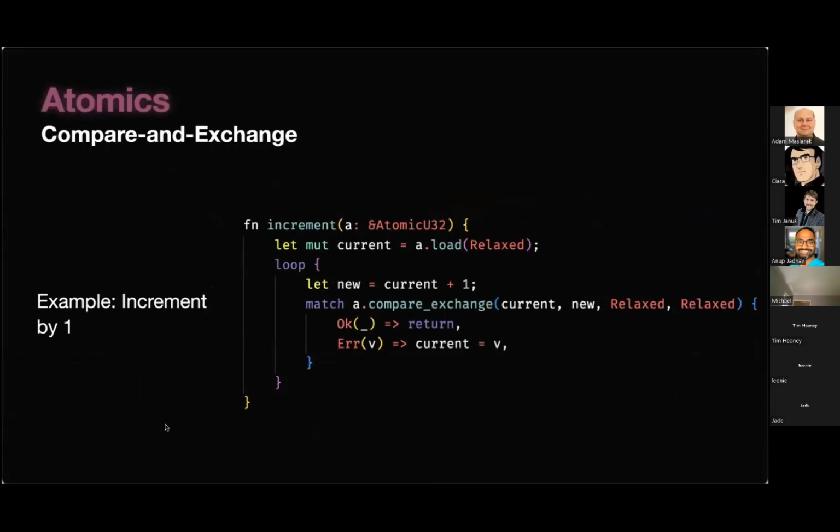Okay, as a demonstration, let's increment an atomic U32 by 1 without using fetch add, just to see how compare exchange is used in practice.